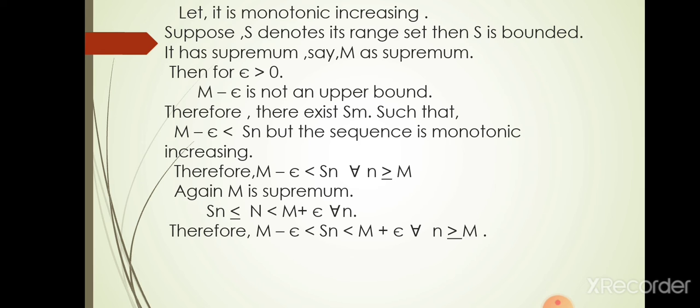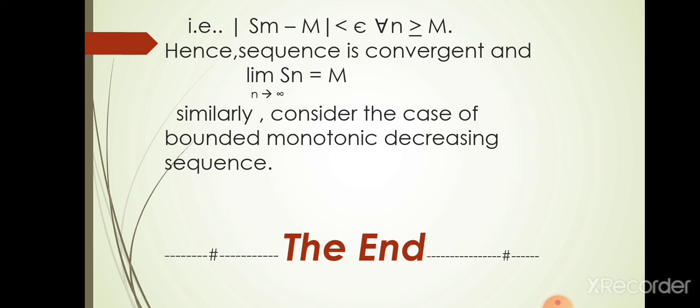Again, M is the supremum, so Sn is less than M plus epsilon for all n. Therefore, M minus epsilon is less than Sn less than M plus epsilon for all n greater than or equal to m. That is, mod of Sn minus M is less than epsilon for all n greater than or equal to m. Hence, we prove that the sequence is convergent and limit Sn is equal to M. Hence, we prove the theorem. Thank you for watching this video.